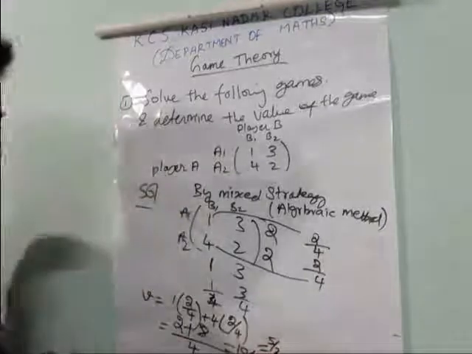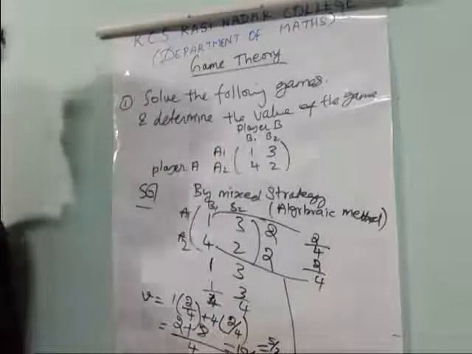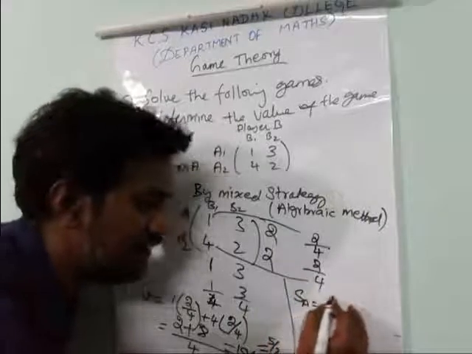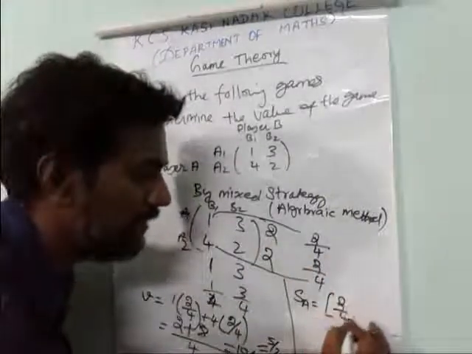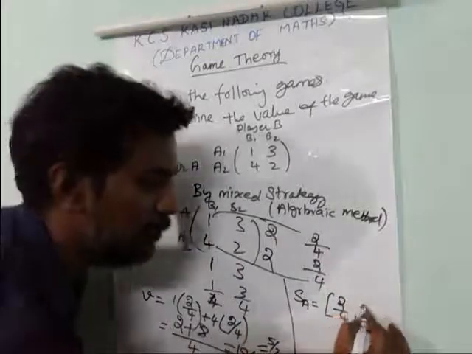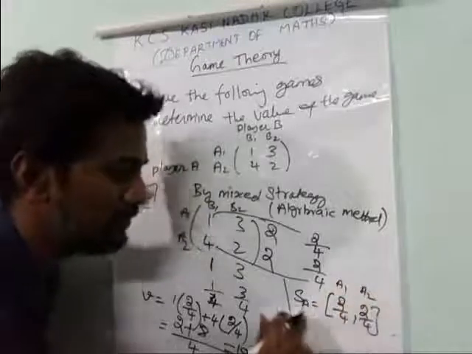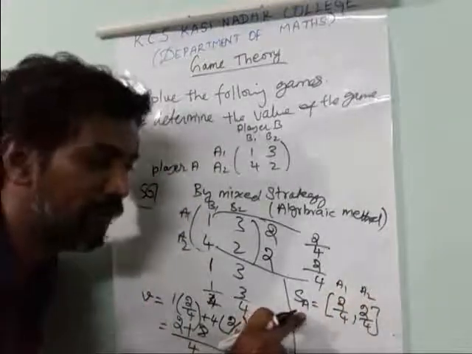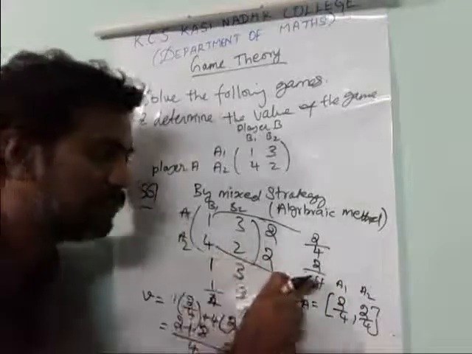So this is your answer. This is your value of the game. So V equal to 5 by 2. Okay, now strategy for player A. SA is strategy for player A. That means for A1, what's the value here? 2 by 4. And A2, right hand side, is 2 by 4. SA represents strategy for player A. That is probability. A1 probability is 2 by 4 and A2 probability is 2 by 4.